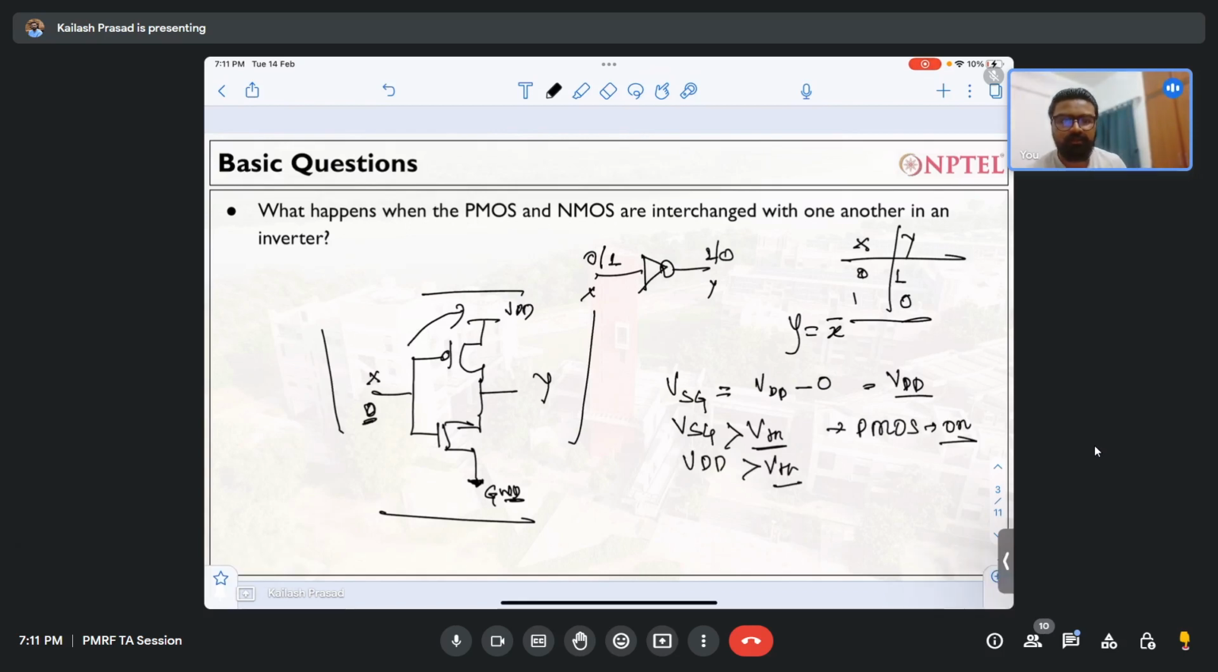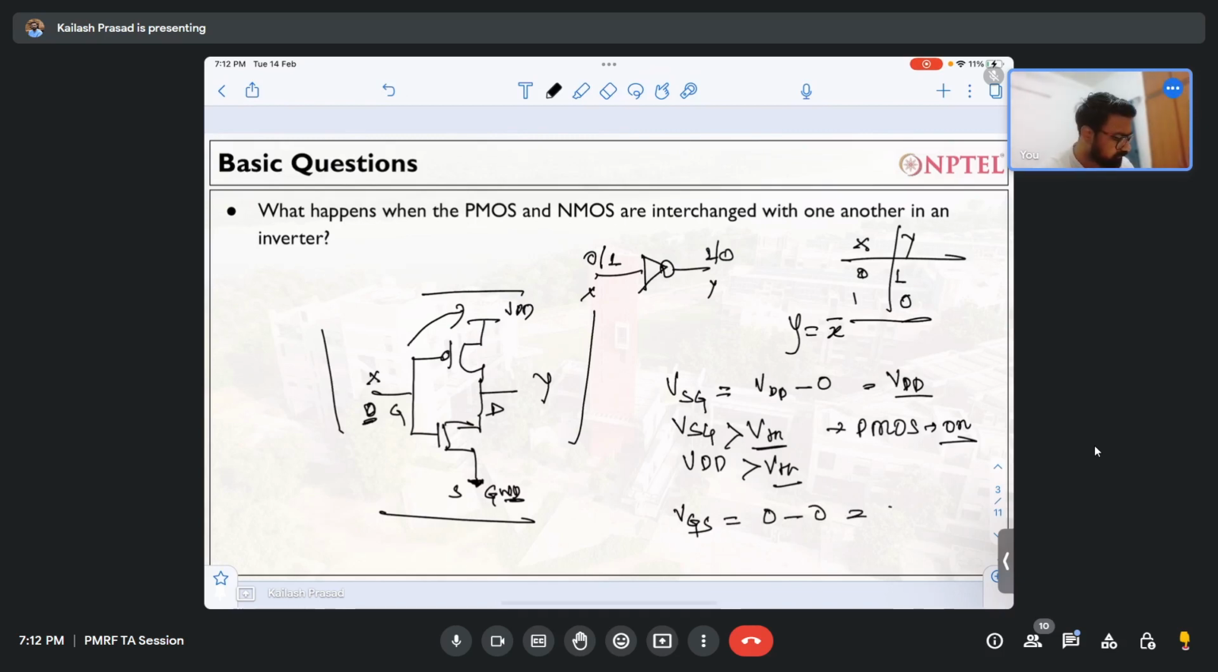I have not told you what VTH is over here. We'll be using the value when we solve the questions, but VDD is always greater than VTH. VDD is the global power supply. In our case, the PMOS is on. Let us check for the NMOS. For the NMOS, the source is this terminal, this is our gate, and this is our drain. Let's see what VGS is. In the case of NMOS, VGS is 0 minus 0, right?